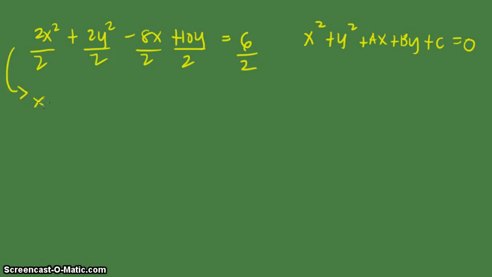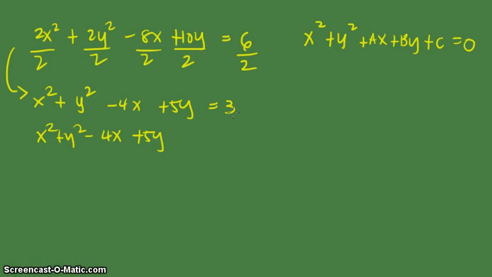So the equation becomes x squared plus y squared minus 4x plus 5y is equal to 3. If we look at it, the format is almost in general form, except for one thing. And what is that? You may be thinking, oh, this is 3 and this is 0, so this is not yet in the general form of the circle. So we subtract both sides by 3, then this becomes minus 3, and the right side is now equal to 0.